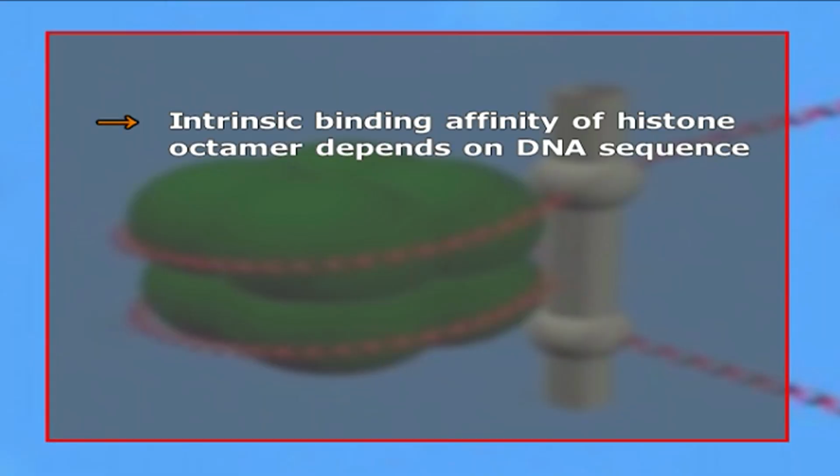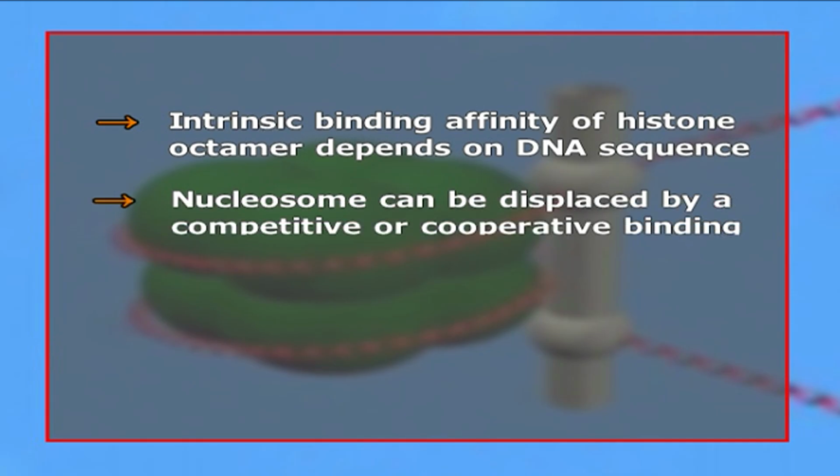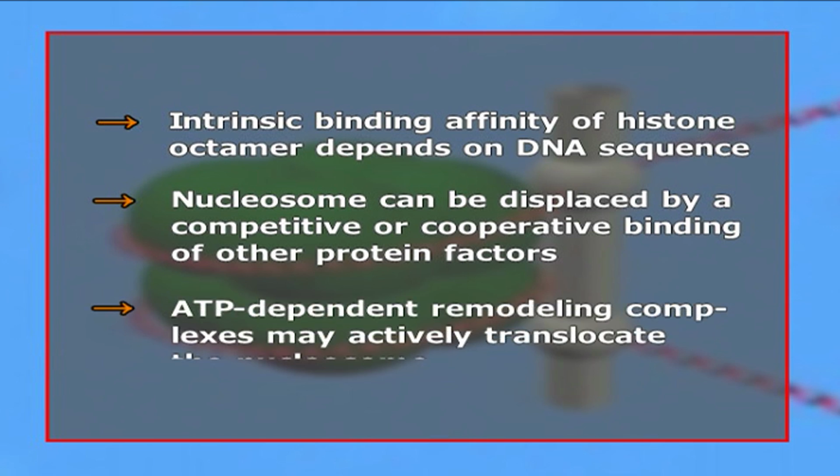Nucleosome positions are controlled by 3 major contributions. First, the intrinsic binding affinity of the histone octamer depends on the DNA sequence. Second, the nucleosome can be displaced by a competitive or cooperative binding of other protein factors. Third, the ATP-dependent remodeling complexes may actively translocate the nucleosome.